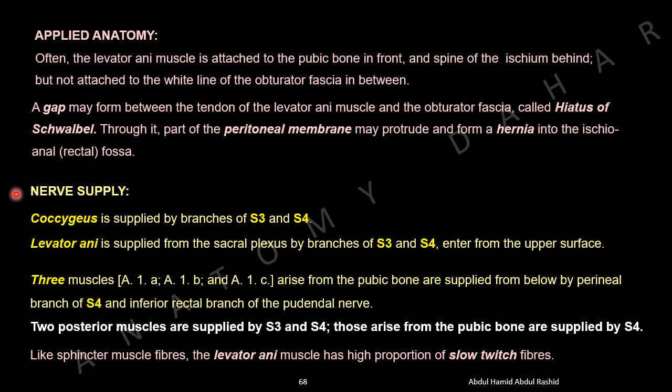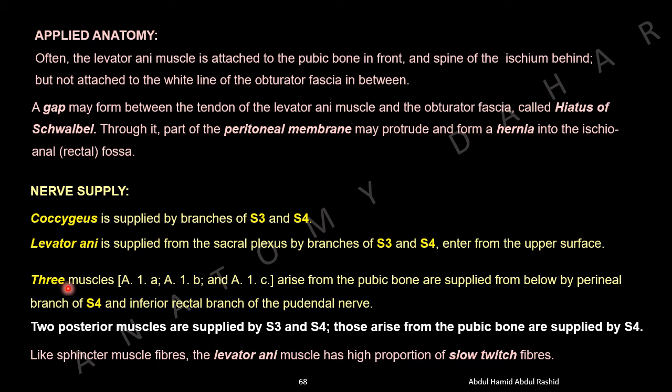Nerve supply of the pelvic diaphragm. Coccygeus muscle, the one far at the back, is supplied by branches from sacral 3 and sacral 4. Levator ani muscle is supplied from the sacral plexus by branches of sacral 3 and sacral 4 that enter from the upper surface. That is, the two posterior muscles of the pelvic diaphragm receive nerve supply from sacral 3 and sacral 4.